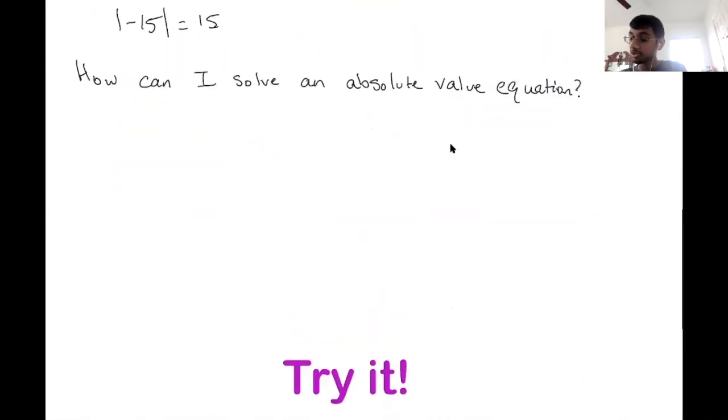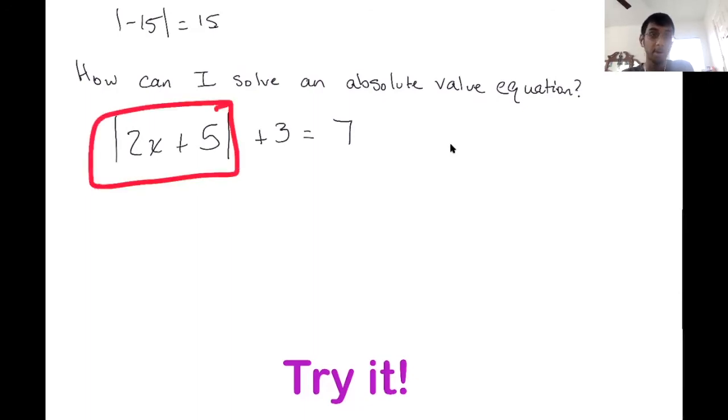So now what I'm going to try to do is set something like 2x plus 5 plus 3 is equal to 7. So what do we do when we get to this? The first thing we do with an absolute value equation is get rid of all the extra stuff that's not inside of this absolute value part right here. The only thing that's not inside of the absolute value part is the plus 3.